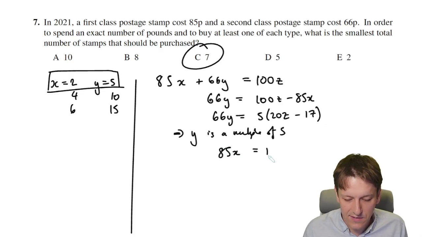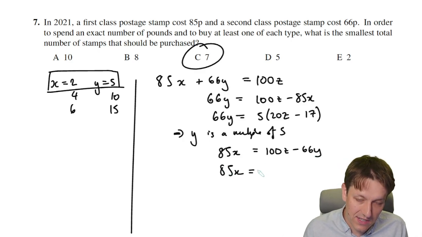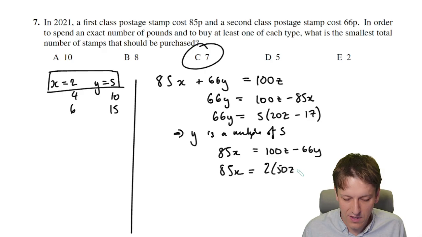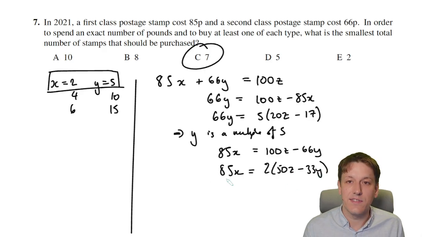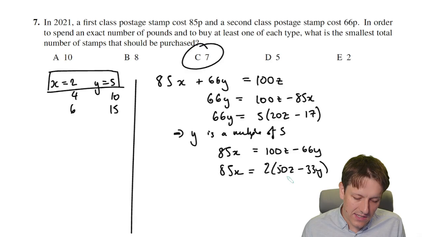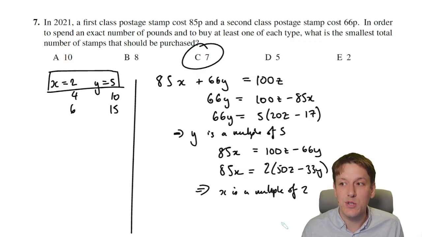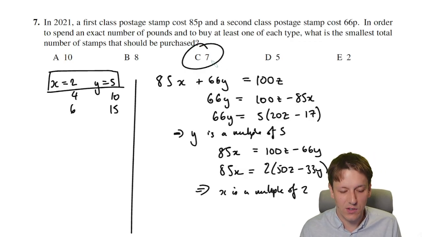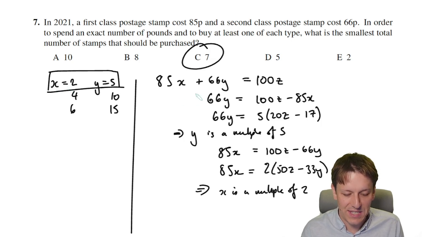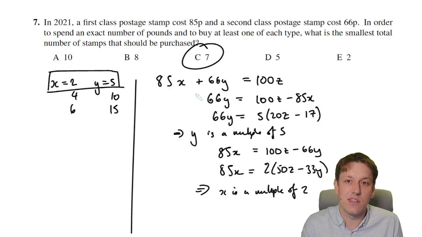I can do the same thing by rearranging the original equation as 85x is 100z minus 66y, and then factorizing out a 2, so I get 2 lots of 50z minus 33y. Again, 85 is not a multiple of 2, but there's a factor of 2 on this side, so there must be one on this side as well, because everything we're dealing with here is a whole number, right? x and y whole numbers, and z. So this tells me that x is a multiple of 2, or x is even. Anyway, we're going to get to the same conclusion, that the answer to this question is 7, and you can double check if you want to and work out what 2 times 85 plus 5 times 66 is, and see it is a whole number of pounds, and this argument shows there's nothing smaller that works.